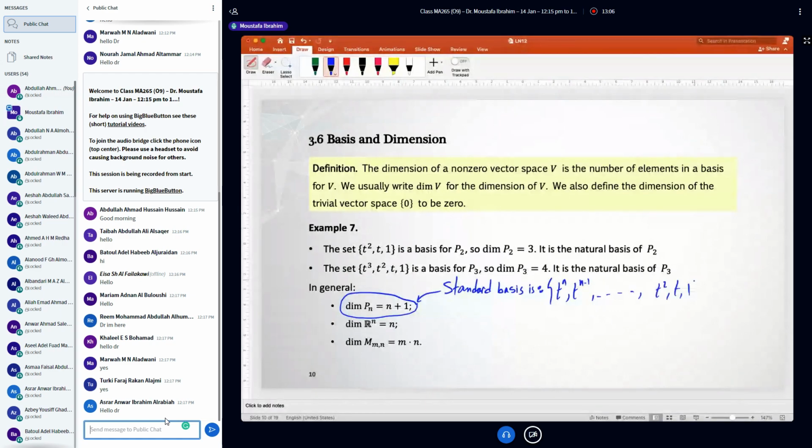For example, what's the standard basis for P2? We say for, not of. For P2 it is t squared, t and 1. And what's the standard basis for P3? It is t cubed, t squared, t and 1. Okay guys, this one we have seen before. And even we have seen the natural basis or standard basis. So we say standard or natural.